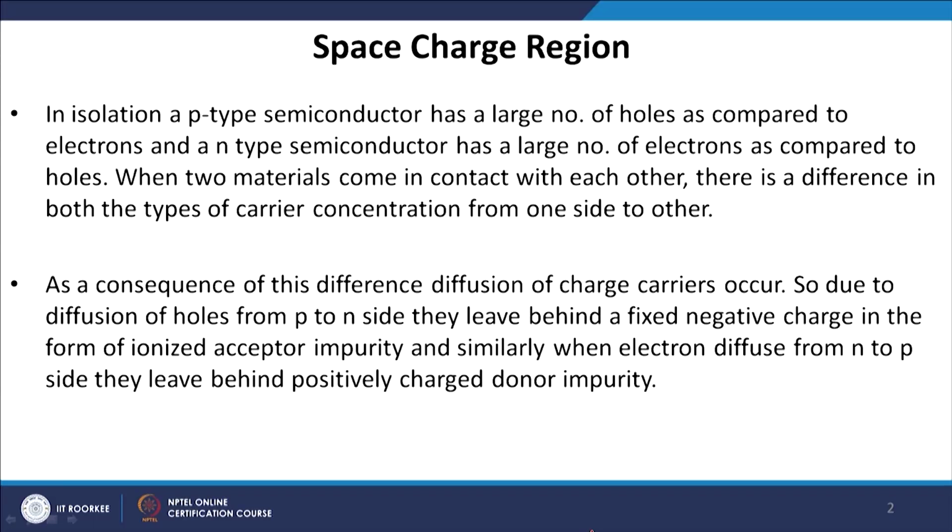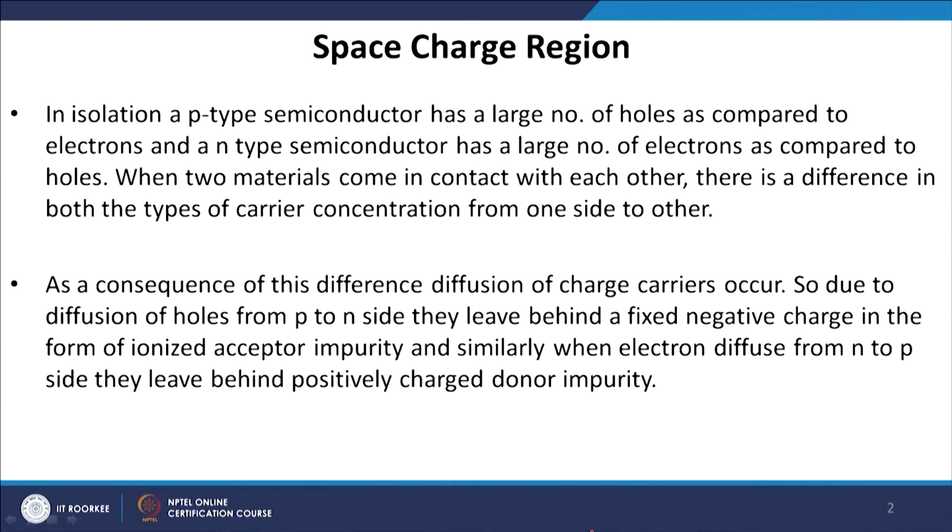In isolation, a p-type semiconductor has a large number of holes as compared to electrons, and n-type semiconductor has a large number of electrons as compared to holes. When two materials come in contact, there is a difference in the charge carrier concentration of both types from one side to the other, and when you join them together at the junction, you make a junction which is called the metallurgical junction.